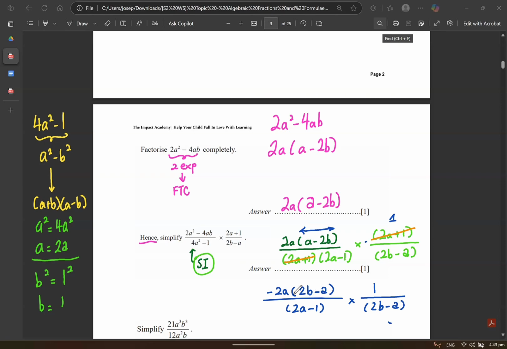And then from here, what are you going to do? You're going to cancel 2b minus a and you cancel 2b minus a. You get what I'm trying to say or not? All right, and this becomes what? Negative 2a over 2a minus 1. Can you understand? All right, and that's your answer for this question.